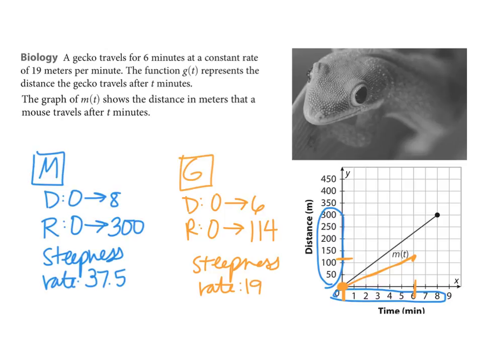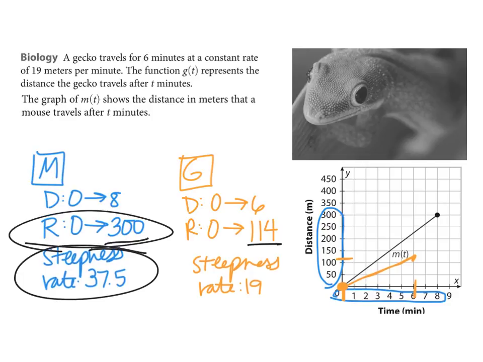So if you look at the graph, you should notice that the mouse is steeper. The mouse also traveled a further distance because it went 300 meters versus 114. And it traveled for a longer amount of time because it traveled for 8 minutes versus the gecko only traveling for 6 minutes. So the mouse was quicker, ran for the longer amount of time, and went a further distance.